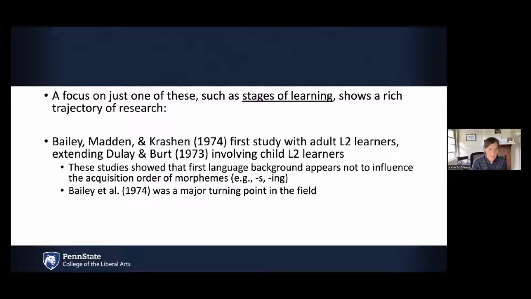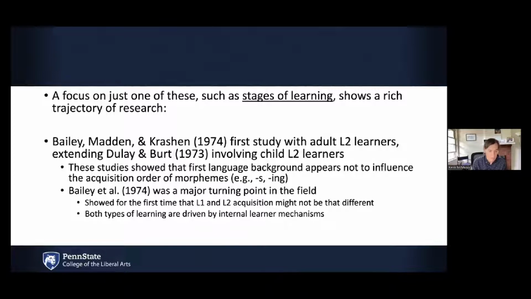And so Bailey et al. in 1974 was a major turning point in our field of adult second language learning, okay? It showed for the first time that first language learning and second language learning might not be that different, okay? Both types of learning were thought to be driven by the same internal learner mechanisms, right? And it was very consistent with thinking at that time. Chomsky and linguistics was taking hold of the field of linguistics. It was extending to language acquisition, second language acquisition as well, okay?